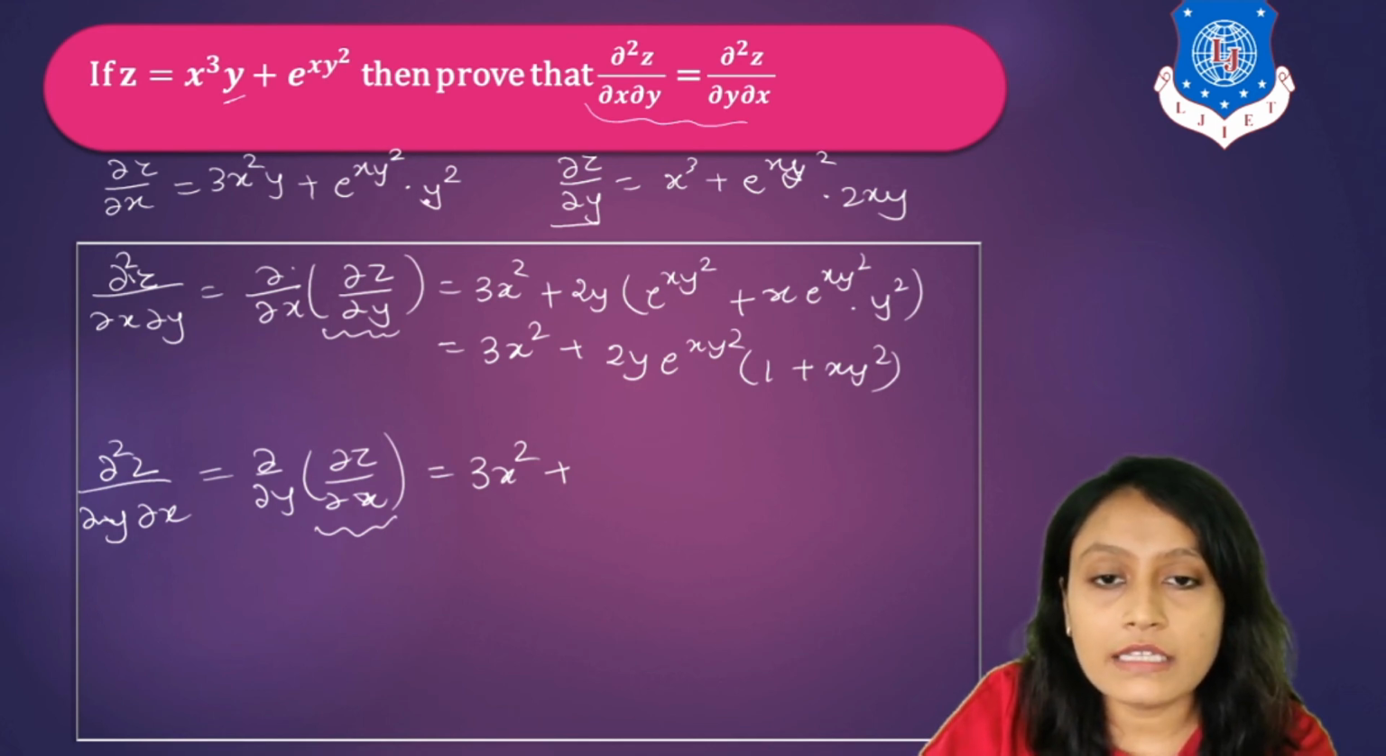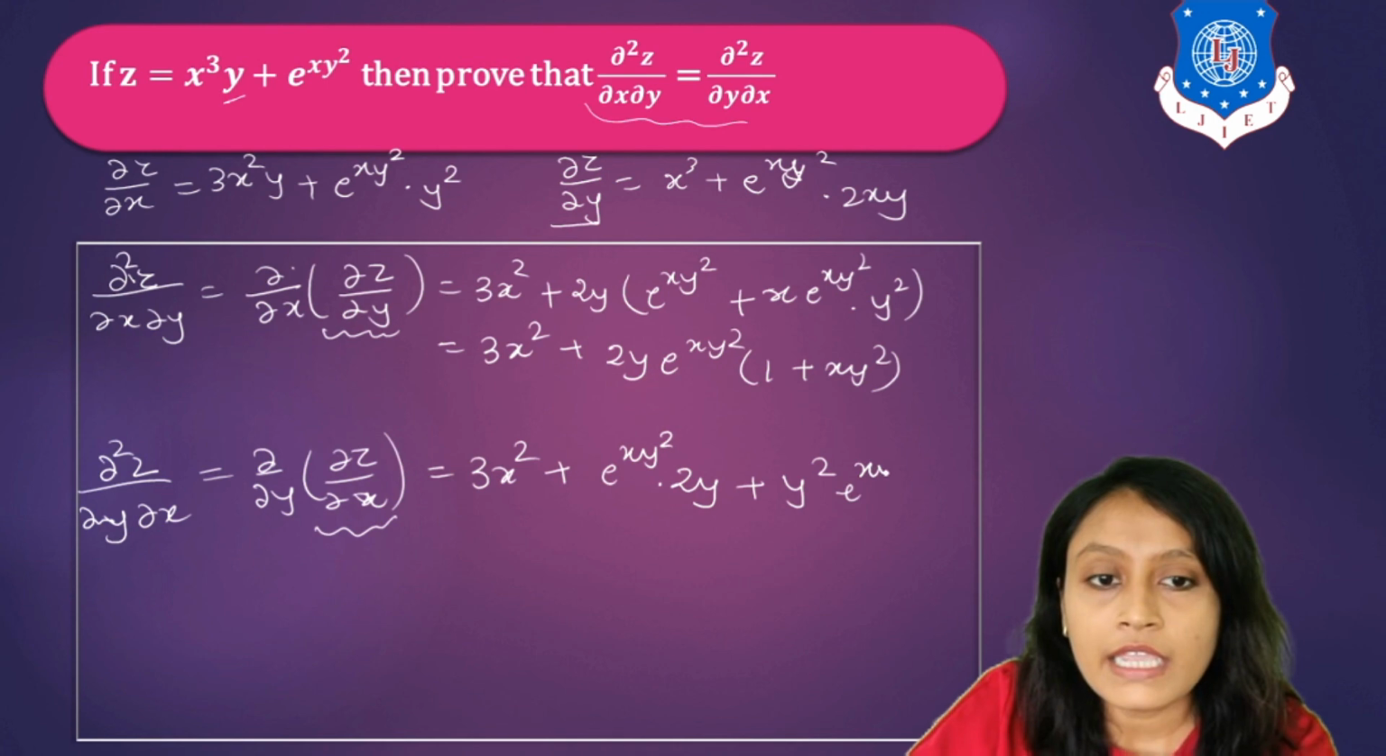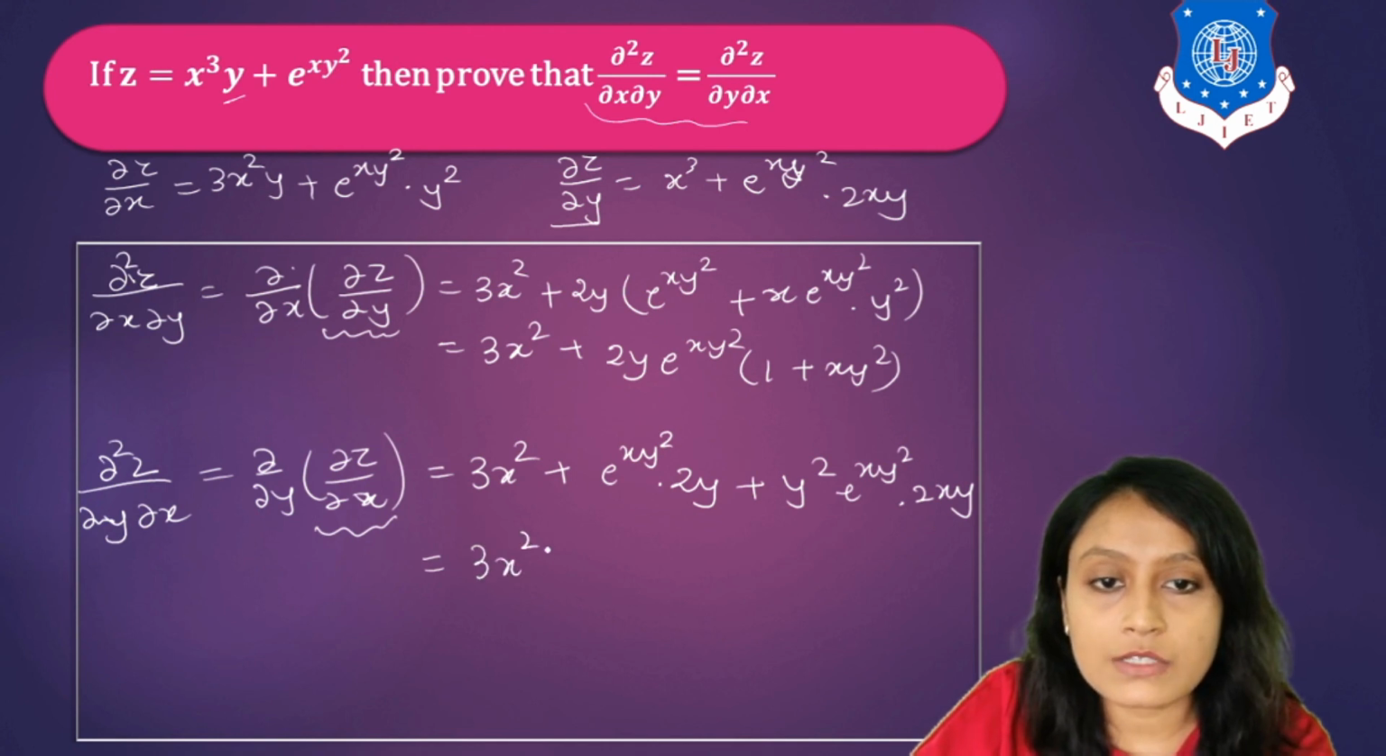Now we have y in both the terms, so we have to apply the UV rule. So e raised to x y square as it is, derivative of y square is 2y, plus y square as it is, and derivative of e raised to x y square is e raised to x y square into 2xy, because we are differentiating it with respect to y. Now simplify this, so you will get 3x square plus, take 2y and e raised to x y square common from these two terms.